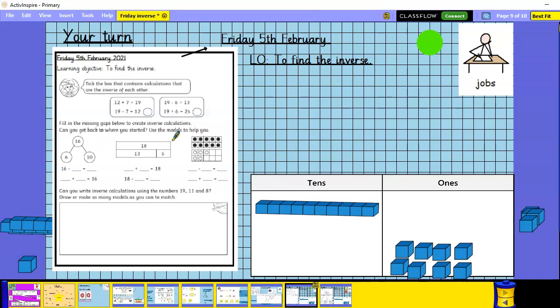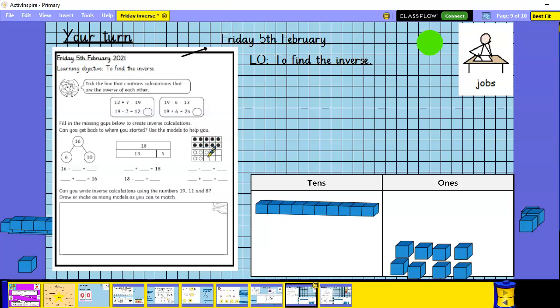And then this one, you're using the part whole models to fill in the facts. So the whole is 16, the parts are 6 and 10. The whole is 18, the parts are 13 and 5. The whole here is 15. The parts are the black counters and the white counters.